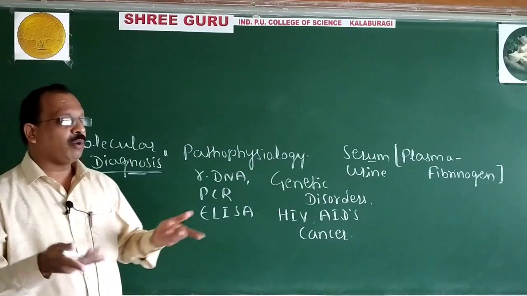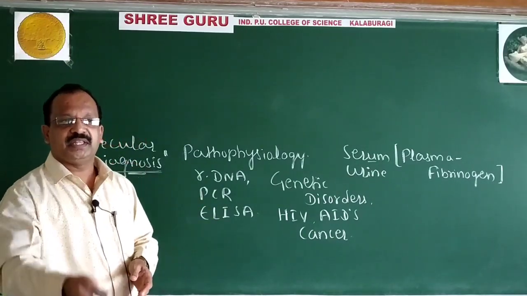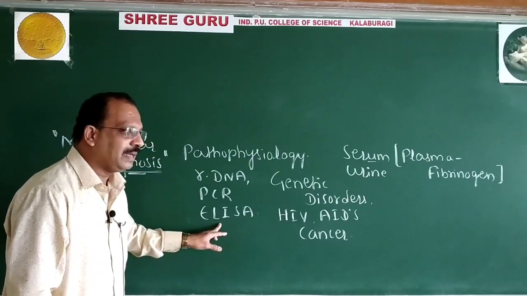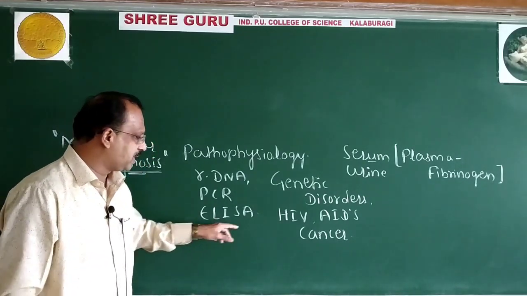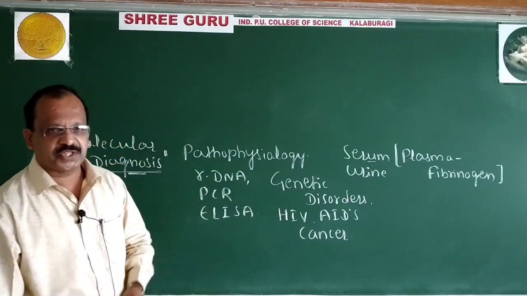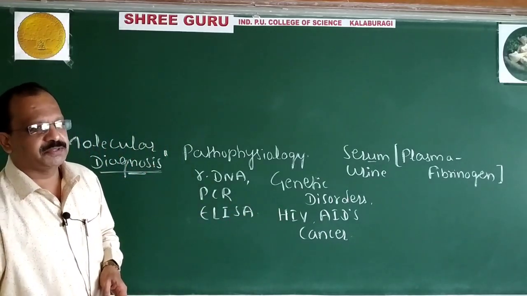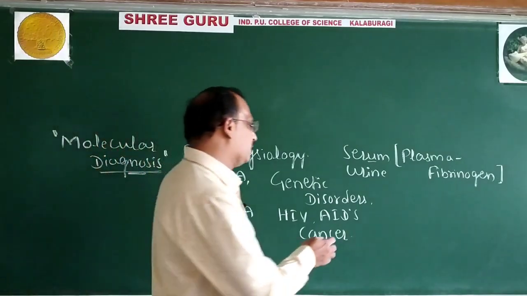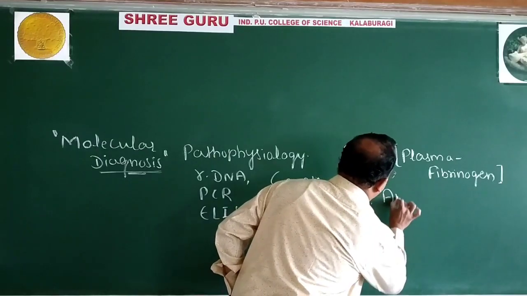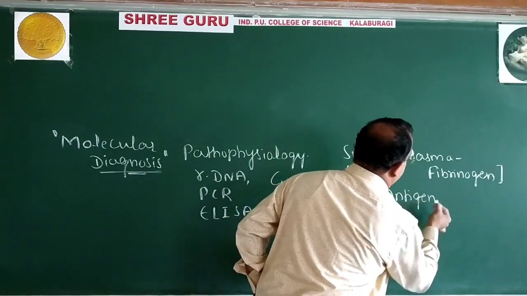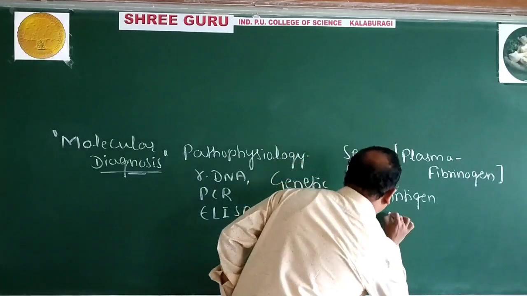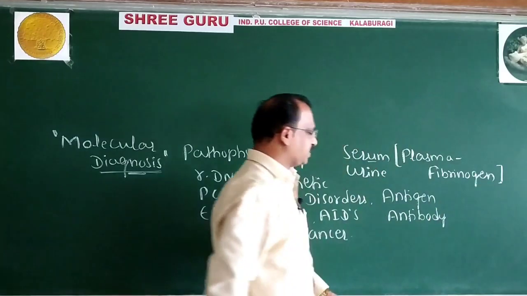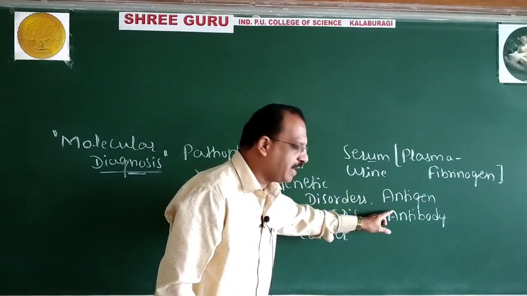Now, the question arises: how are they going to identify diseases at the molecular level? Before that, I would like to introduce ELISA. I hope that you know it is used to identify the presence of HIV in a suspected AIDS patient. It is based on the principle of antigen and antibody.